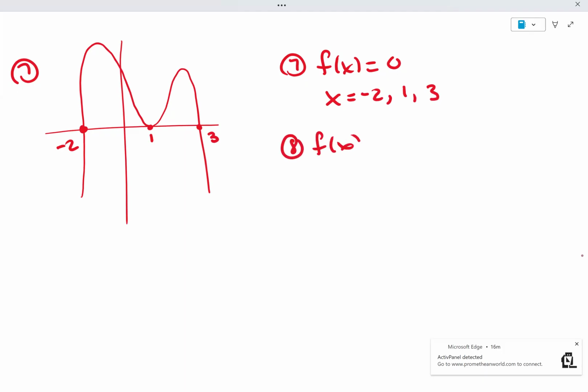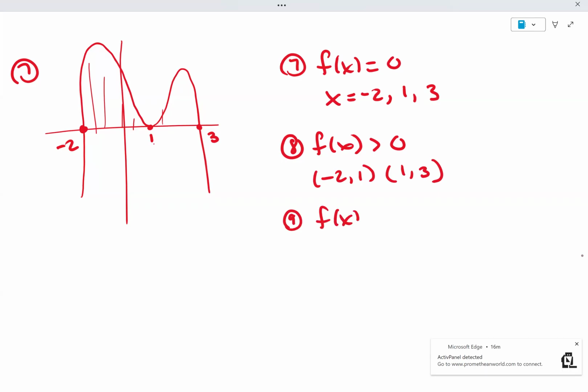In number 8, the x's for which the function's positive, that means where is the graph above the x-axis from? And that's going to be -2 to 1, and then from 1 to 3. You cannot simply say from -2 to 3, because at 1 it equals 0.